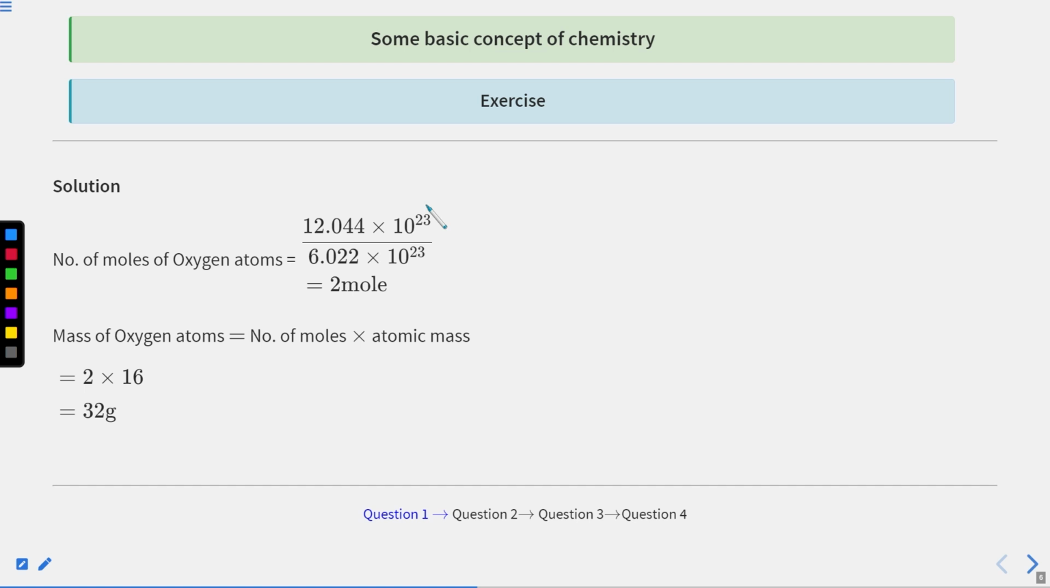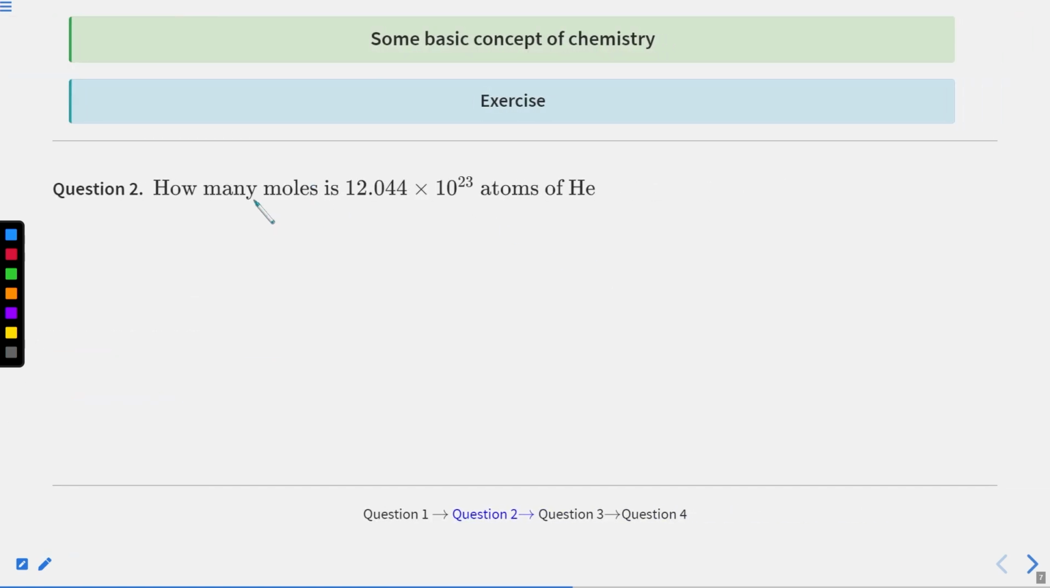Next, we will just see the solutions. It has simply used this approach. It first calculated the number of moles, and then multiplied the number of moles by the atomic mass to get the mass. So you can do this in this way also.